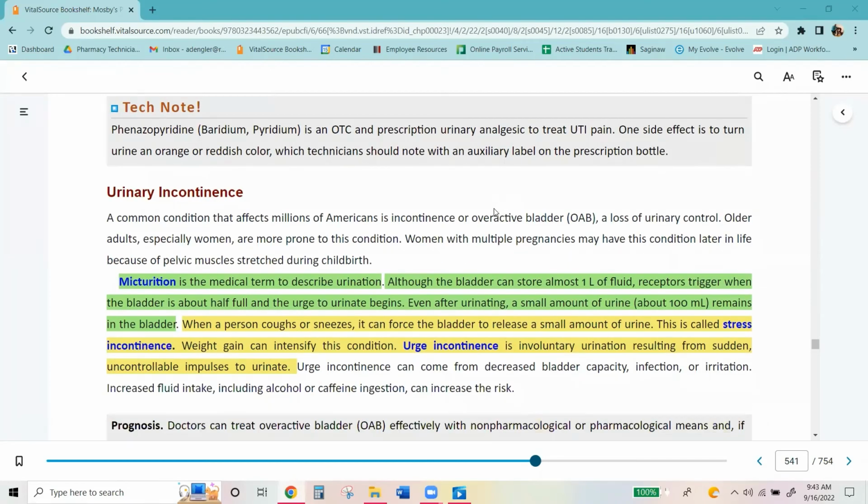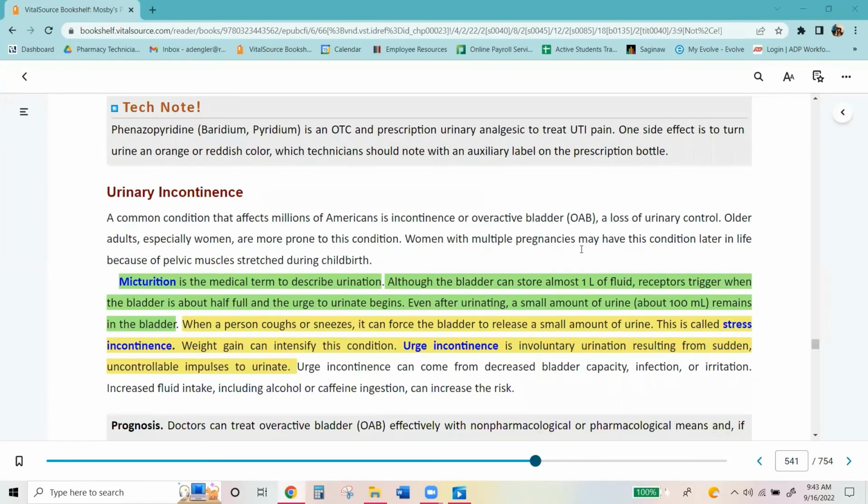A common condition that affects millions of Americans is incontinence or overactive bladder. Older adults, especially women, are more prone to this condition. Women with multiple pregnancies may have this condition later in life because of pelvic muscles stretched during childbirth. Micturition is the medical term to describe urination.